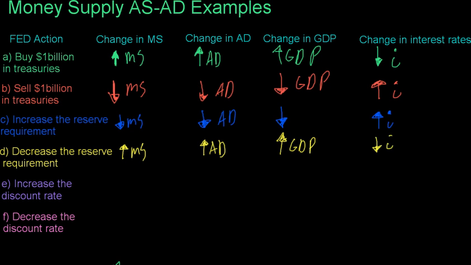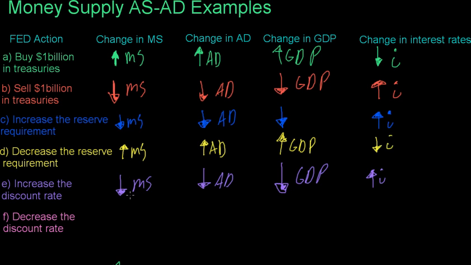Okay, what about if we increase the discount rate? Well, increasing the discount rate makes it more expensive to borrow, right? It makes it more expensive for banks to borrow from the Fed, which will then also make it more expensive for us to borrow from the banks. So this is going to be a decrease in the money supply because when it's more expensive to borrow, less people are going to borrow. Decrease in the money supply leads to a decrease in aggregate demand, which leads to a decrease in GDP. And again, we said that increasing the discount rate is going to increase interest rates. So here interest rates increase.